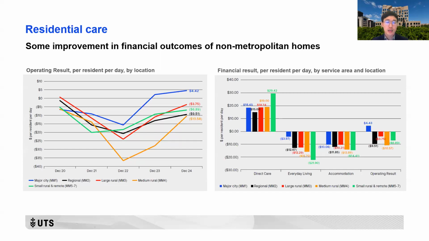So it is worth highlighting that the degree of cross-subsidization between direct care and non-care services varies considerably by location, where regional and remote areas are relying more on cross-subsidization. All right, so how about the home size?